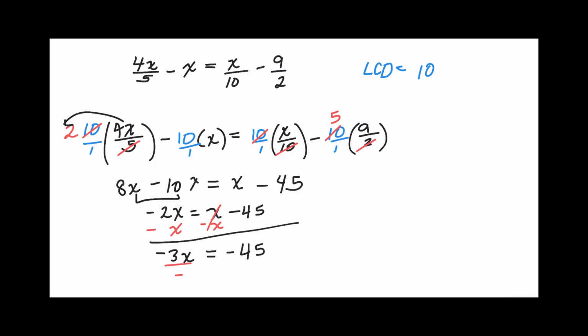And then finally, divide both sides by negative 3. So negative 3 over negative 3 just becomes my 1x that I isolated. A negative over a negative, don't forget, is a positive. So x equals 15.